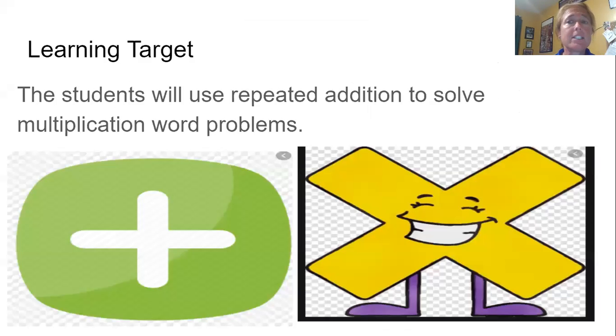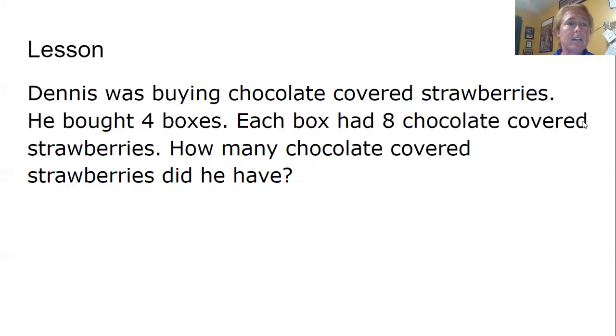All right, our learning target today is that students will use repeated addition to solve multiplication word problems. So repeated addition is our first step towards using multiplication. So to do that, I have a word problem for us today. Dennis was buying chocolate-covered strawberries. He bought 4 boxes. Each box had 8 chocolate-covered strawberries. How many chocolate-covered strawberries did he have?